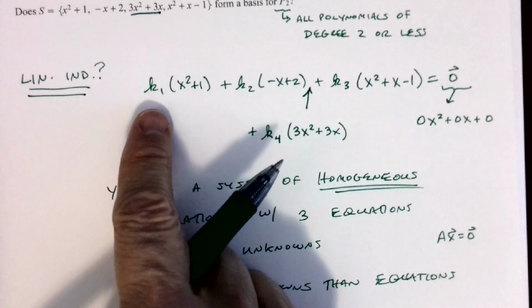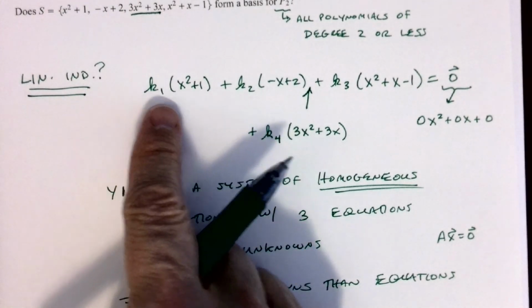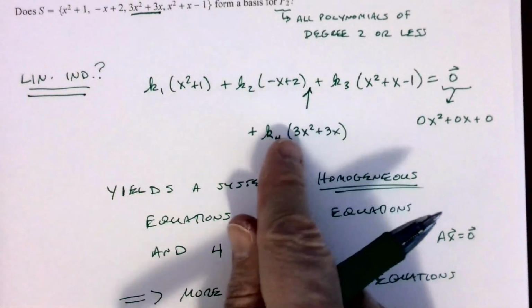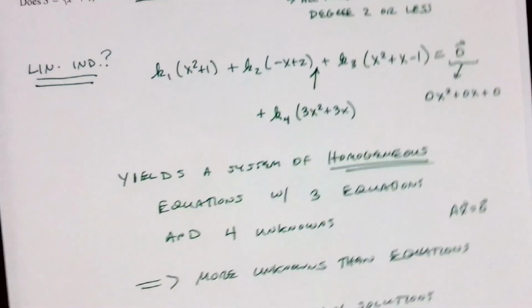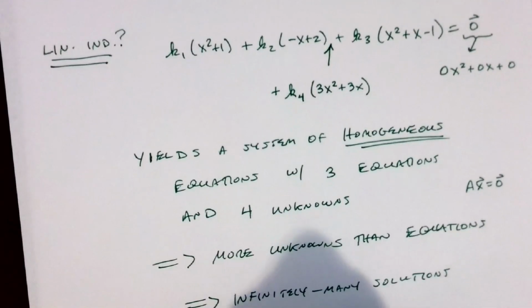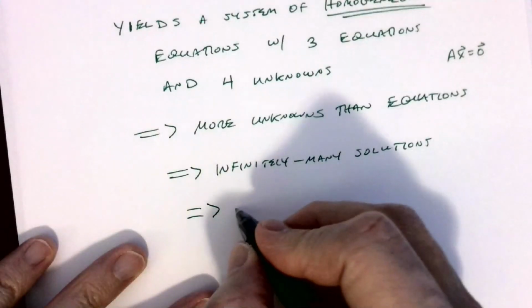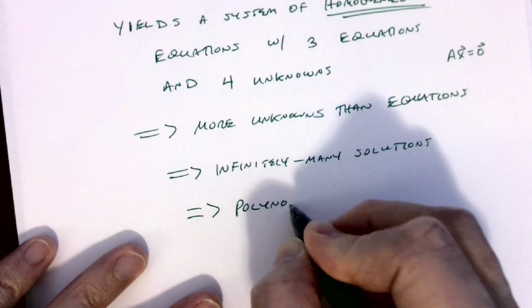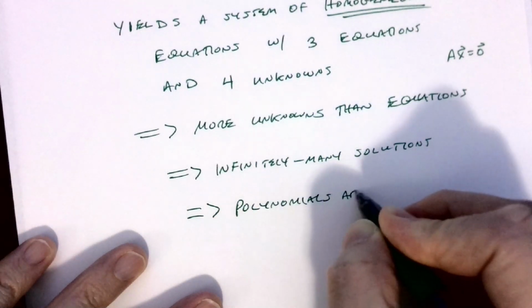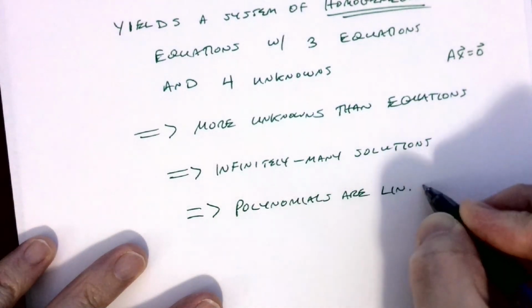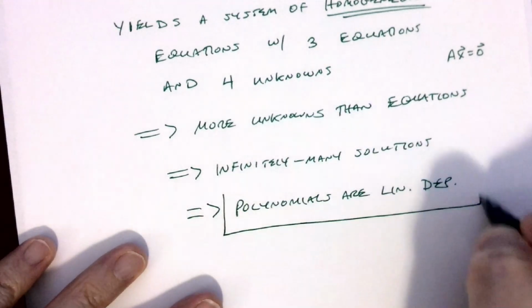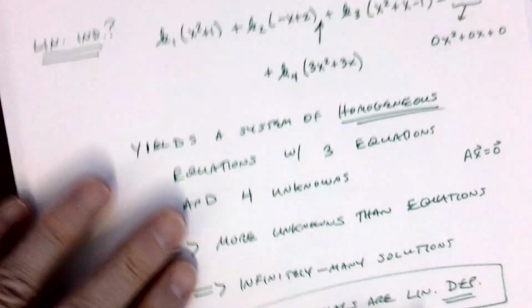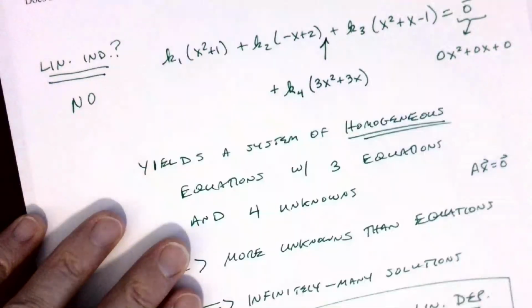Because again, they're linearly independent if and only if the only solution for this equation is when all the k1, k2, k3, and k4 are equal to 0. And so therefore, the polynomials are linearly independent. Sorry, linearly dependent. Did I say independent? Linearly dependent. And so this is a no, not linearly independent.